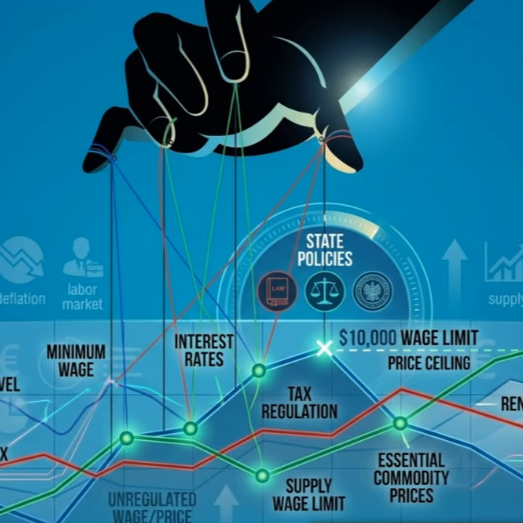Income and price regulation policies in economic management. Income and price regulation policies play a crucial role in economic management, aiming to achieve various socioeconomic objectives, such as controlling inflation, ensuring fair income distribution, and promoting economic stability.